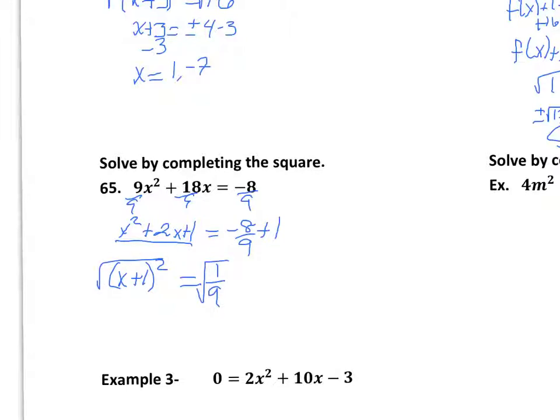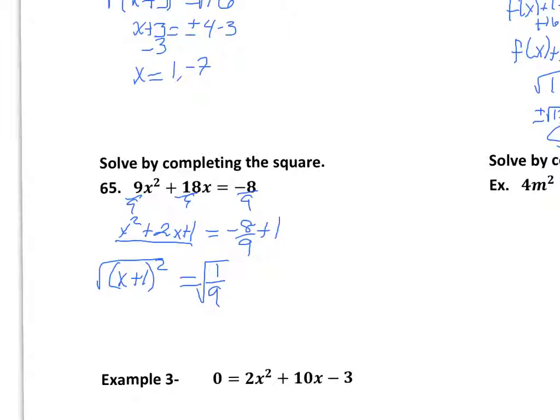How did that become 1/9? What's 1 minus 8 over 9? If I have a pie and I cut it into 9 slices, and I take away 8 of those slices, how many are left? 1. There we go. That's how that became 1/9.